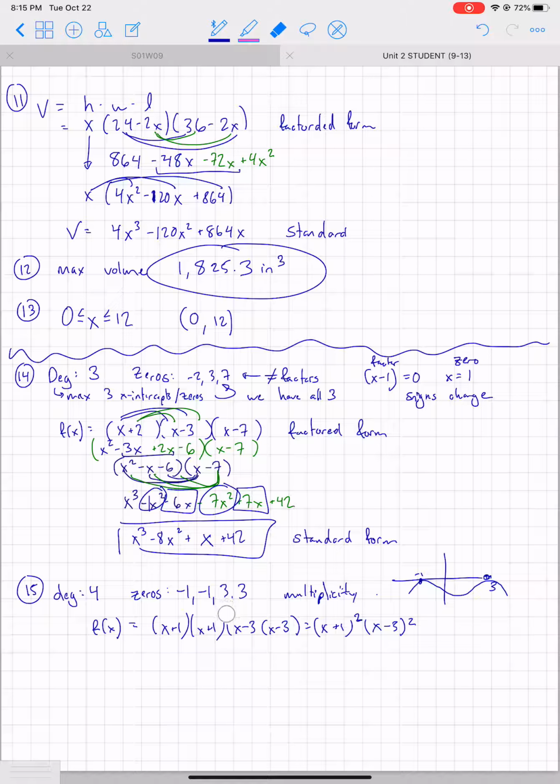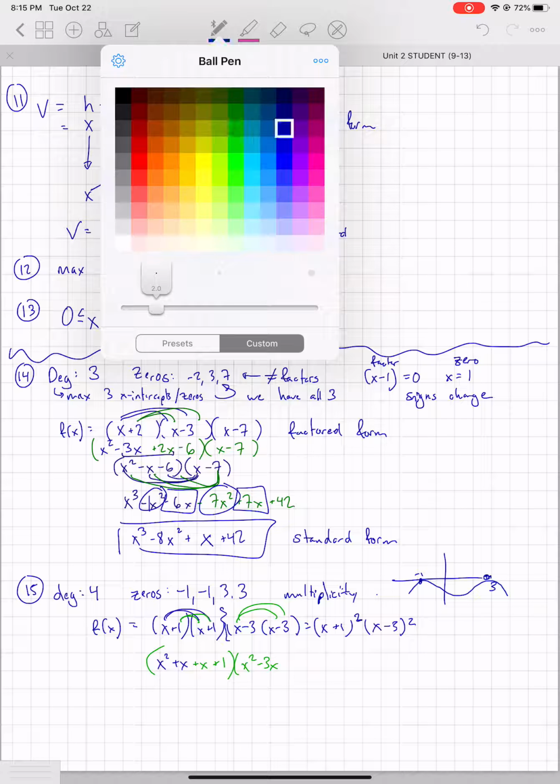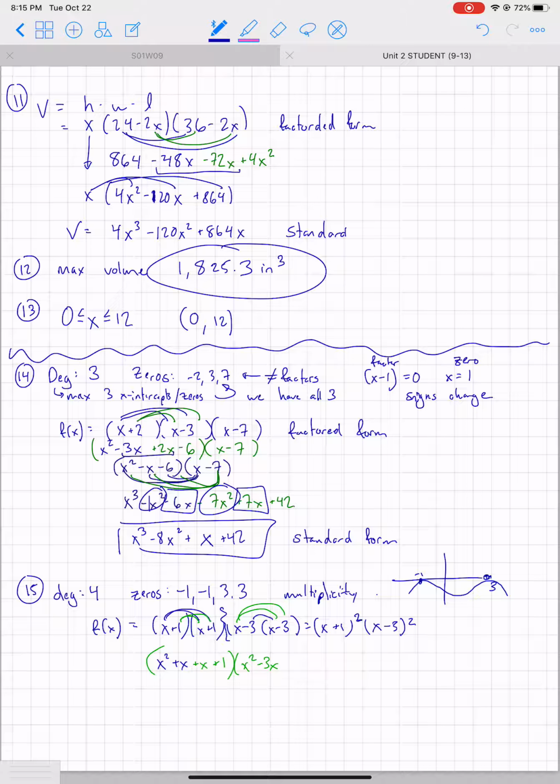We are going to treat these as two separate foilings. So we have x times x, which is x squared, and then x times 1, which is just plus x. And then we'll do 1 times x, which is plus x again, 1 times 1, plus 1. That's the left. On the right, we're going to do x times x, so x squared, x times -3, minus 3x, -3 times x, and -3x again, and then -3 times -3, which is positive 9. So we can clean up our like terms.